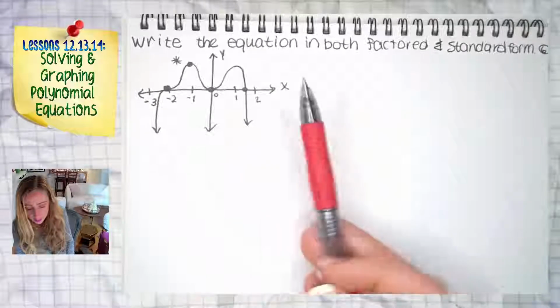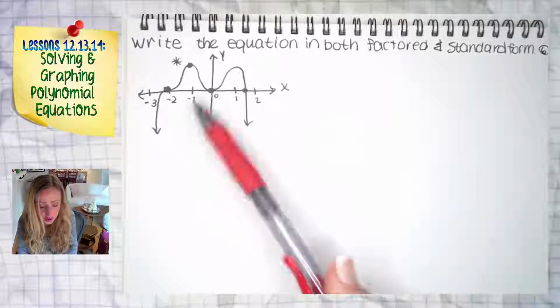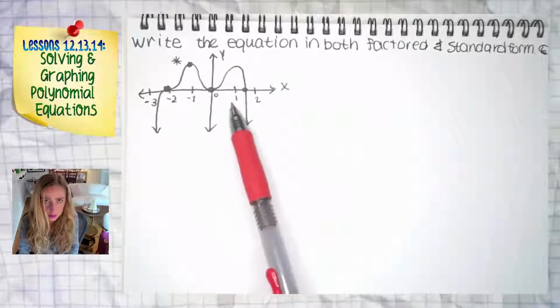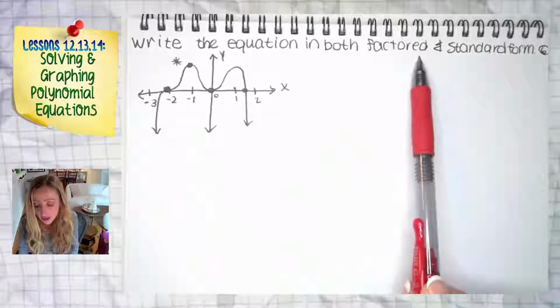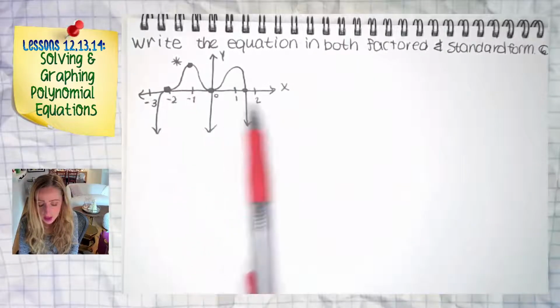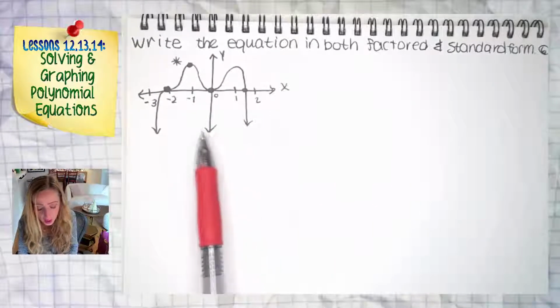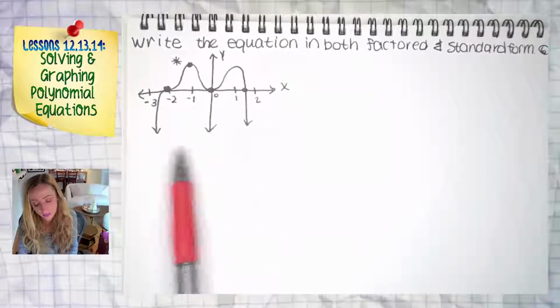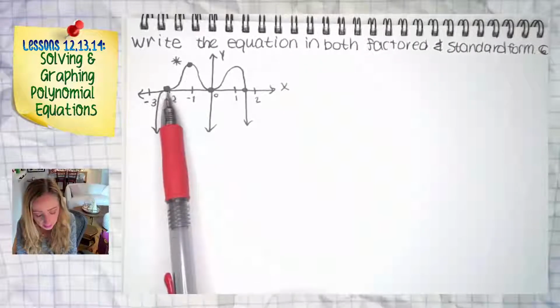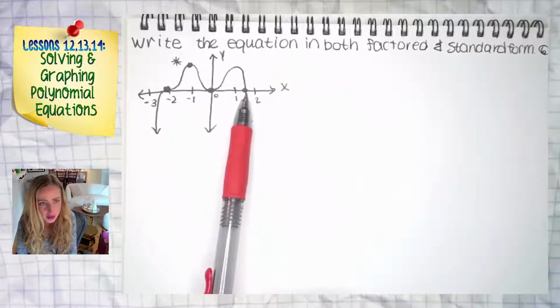Here in this example, we are given the directions asking us to write the equation relative to this graph in both factored and standard form. So here we have a sketched graph of a polynomial function. We are indicating 1, 2, 3 x-intercepts.